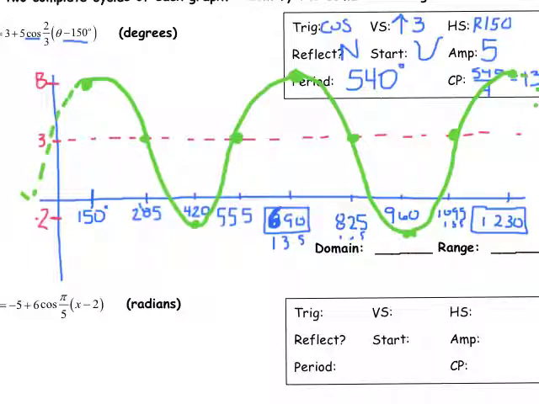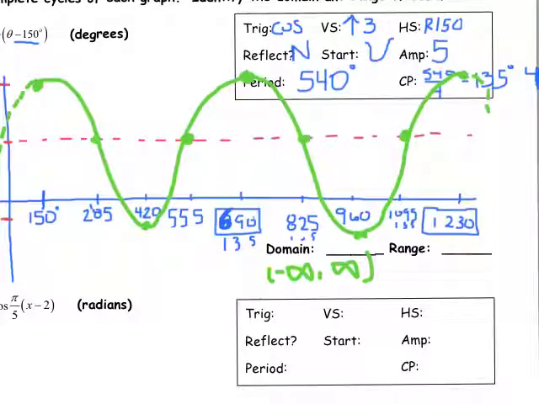So domain, left to right, well, it doesn't have a leftward stopping point, so that's negative infinity, and as you move to the right it continues forever. So that's negative infinity to infinity for the domain. But the range is going to have a very clear bottom to top. The bottom is negative 2 and the top is 8. So the range is negative 2, and when you touch it you use brackets, so negative 2 to 8.